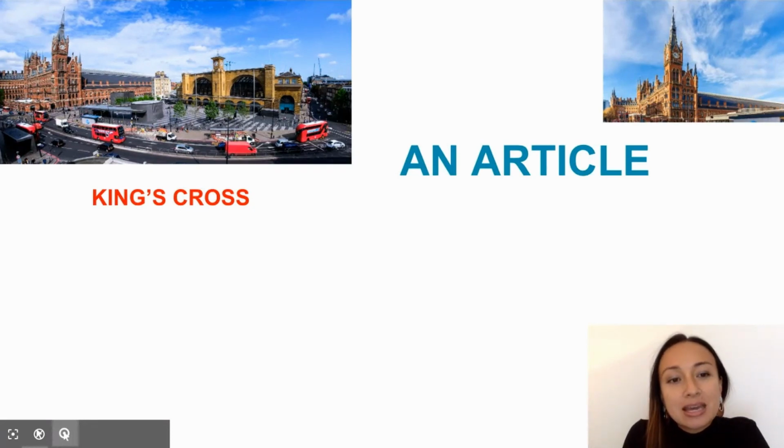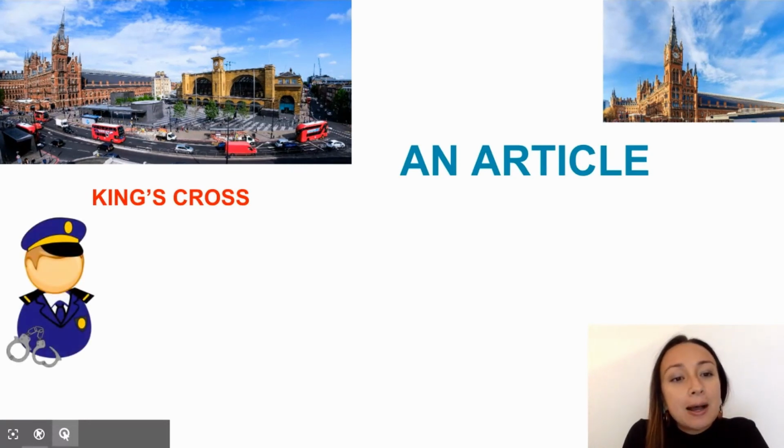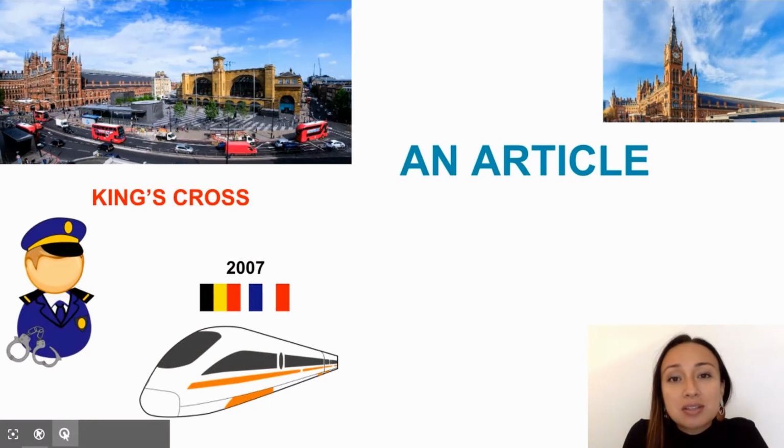Okay, now King's Cross is an important area of London because it has experienced a lot of changes in recent history. Now, in the past, it had a reputation for crime and drugs, but all of that changed in 2007 when Eurostar started travelling to Belgium and France. And this change has had a very positive impact in the area.